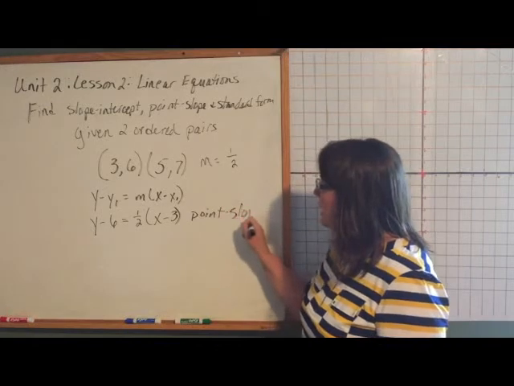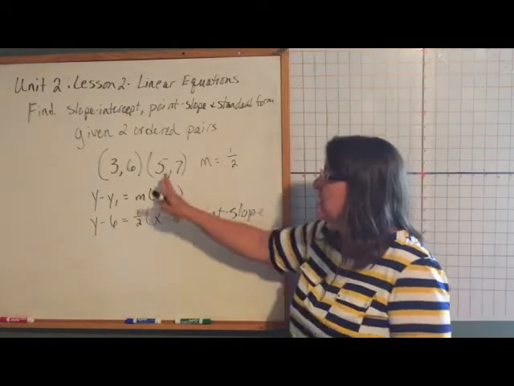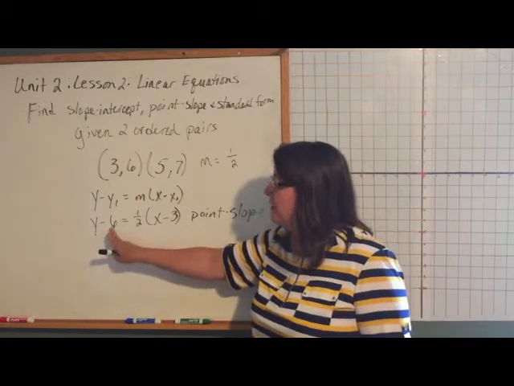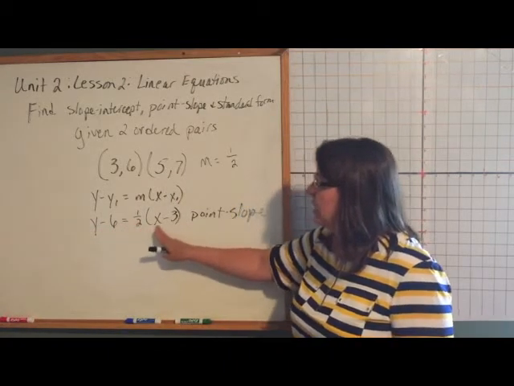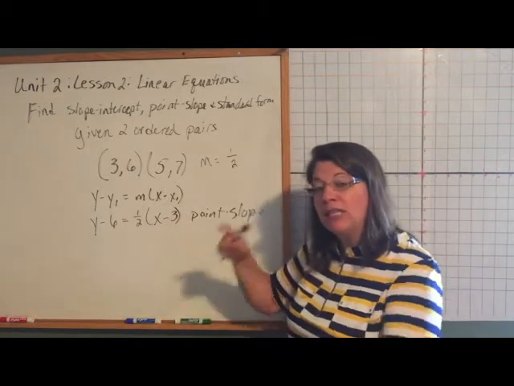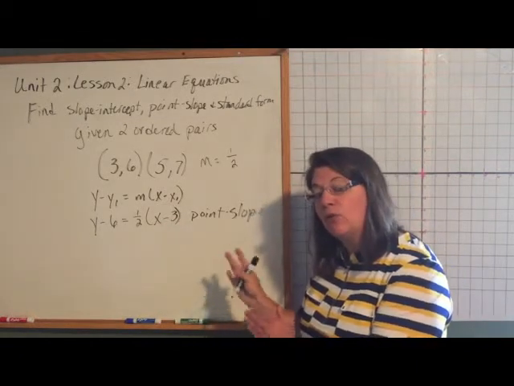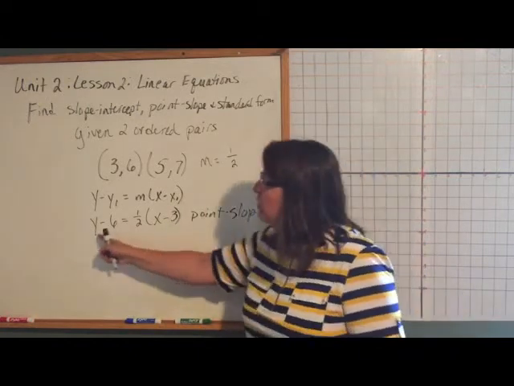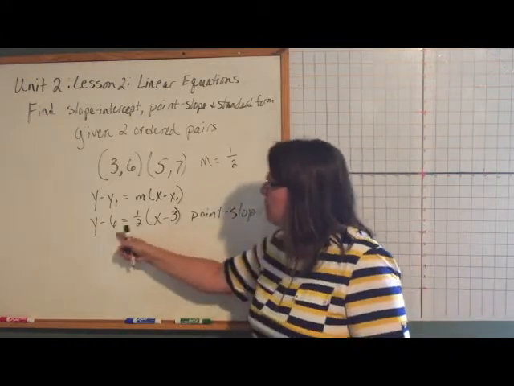Now, keep in mind, I could have plugged in 5, 7. I would have y minus 7 equals 1/2 times x minus 5. And then when I convert, I will get the exact same thing for slope-intercept form. If you don't believe me, you can try it, but I'm just going to convert this to slope-intercept form now.